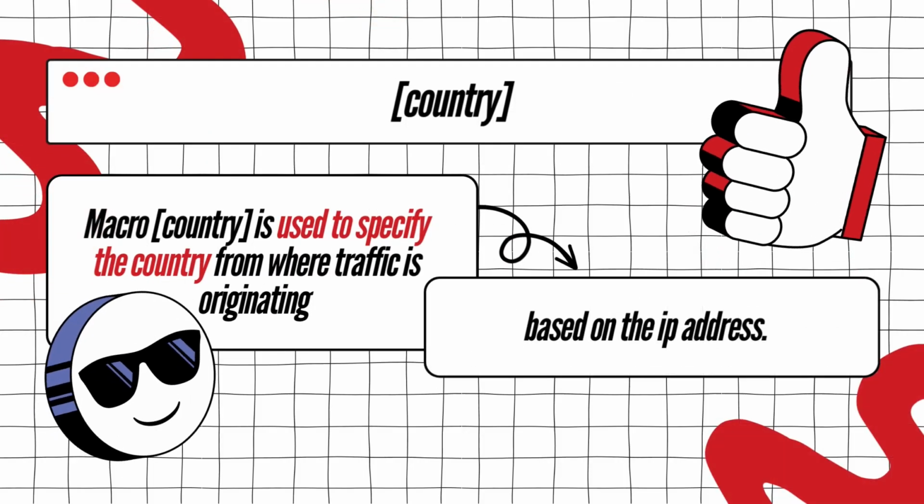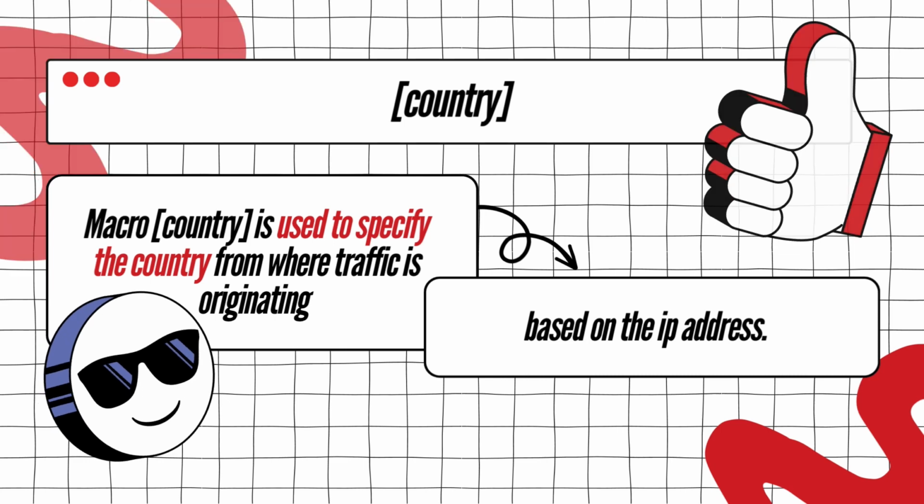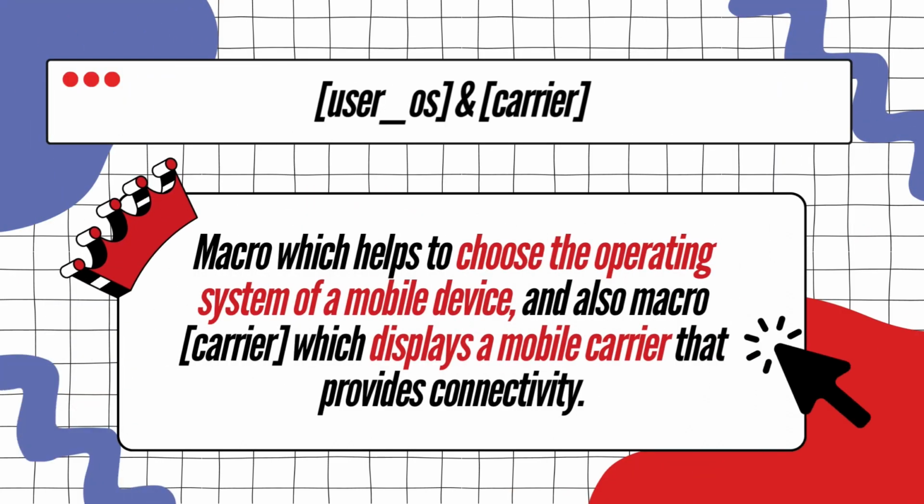Macro country is used to specify the country from where traffic is originating, based on the IP address. Next on the list we have the user OS macro, which helps to choose the operating system of a mobile device, and also macro carrier, which displays the mobile carrier that provides connectivity.